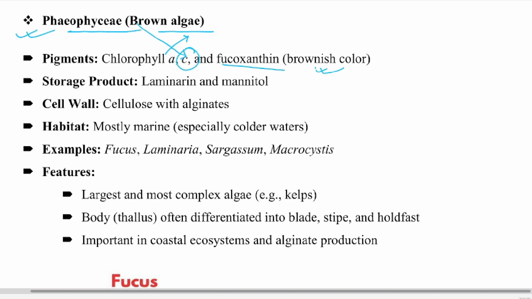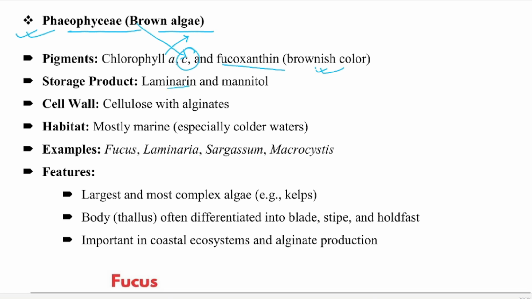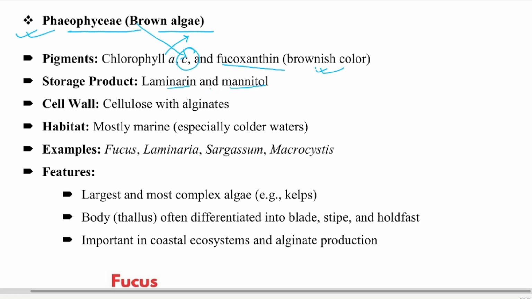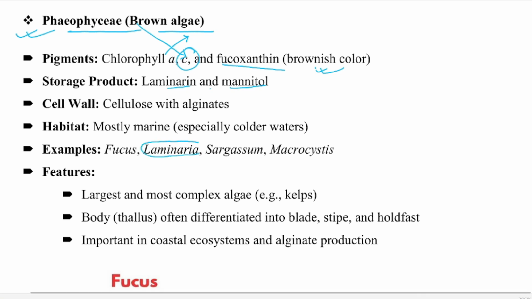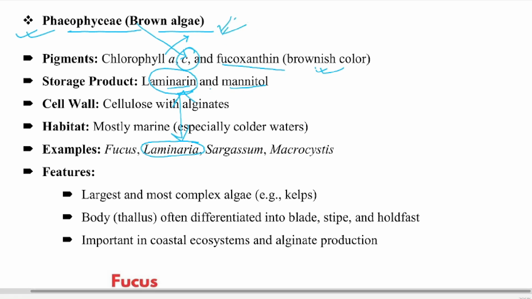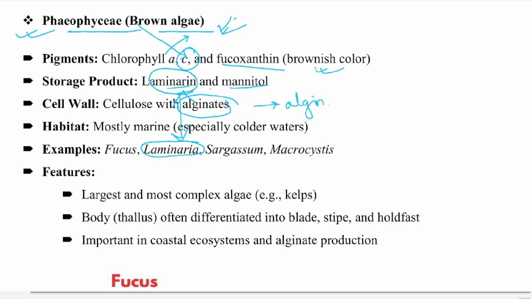And in the case of brown algae, it has the storage material as the laminarine and mannitol. For remembrance, an example of brown algae is laminaria, and its storage product is laminarine. Both is related, and you can just remember by this, it is all inside the brown algae. And another is the cell wall is made up of cellulose, but in case of brown algae there is an addition, that is there is the presence of alginates. Okay.